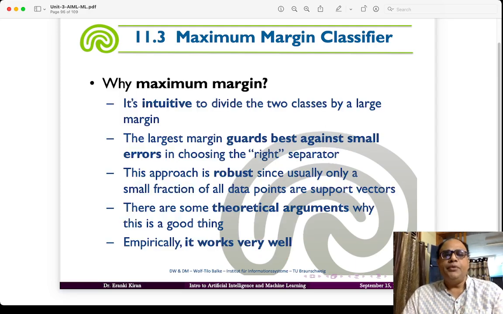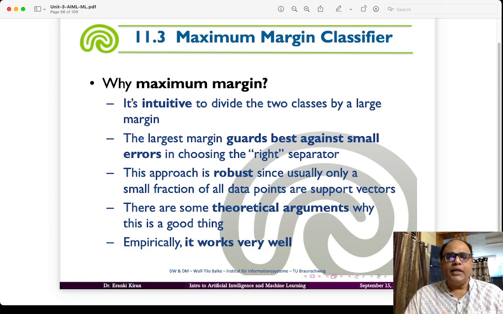So it is intuitive to divide two classes by a large margin, because a larger margin guards best against small errors. That is, we are trying to reduce the error so that we have the maximum number of data points lying on the boundary of the hyperplane. This approach is robust because it tries to account for only a small fraction of all data points rather than a big set of data points. There are some theoretical arguments when considering the margin. Empirically, it works very well.